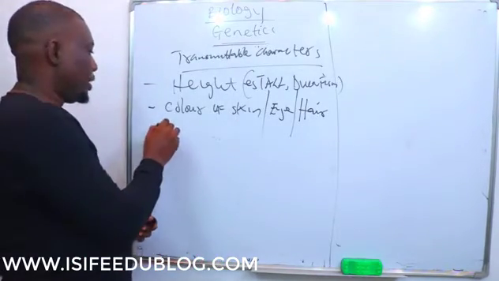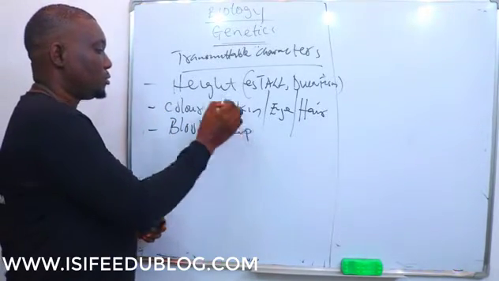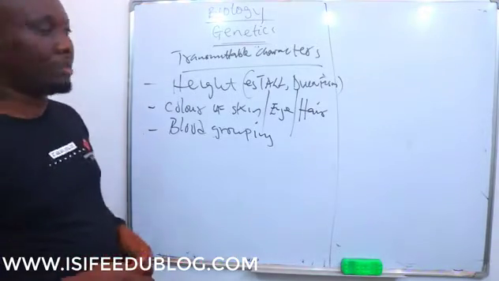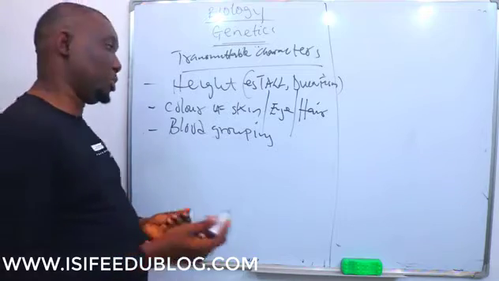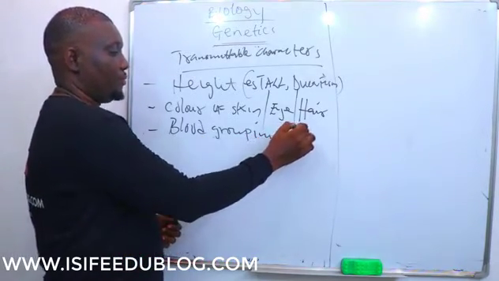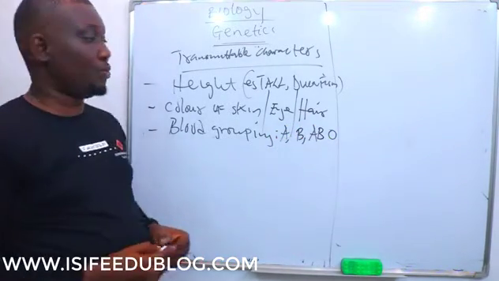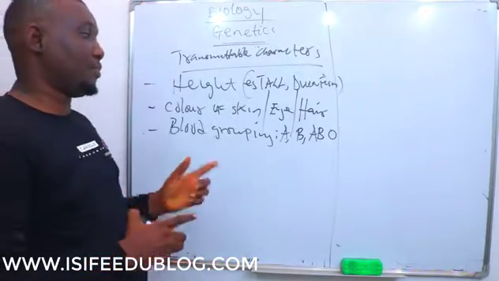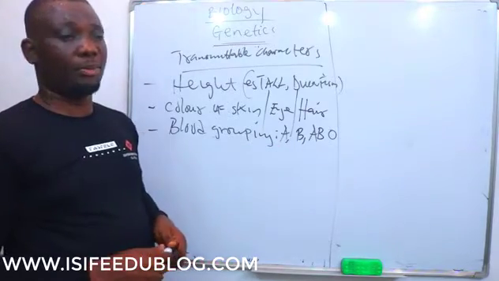So we look at other transmittable characters. We also look at blood grouping. Blood grouping is transmittable. There are 4 main types of blood group. You should know the 4 main types of blood group. We have A, we have B, we have AB, we have O. These are the 4 main blood groups. Maybe in my subsequent class lesson, I'll be telling you how these blood groups are transmittable.